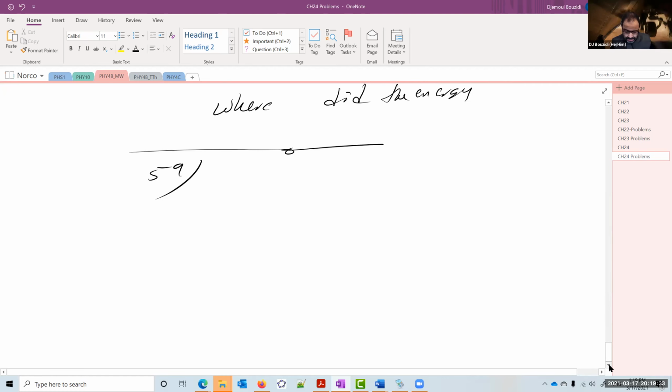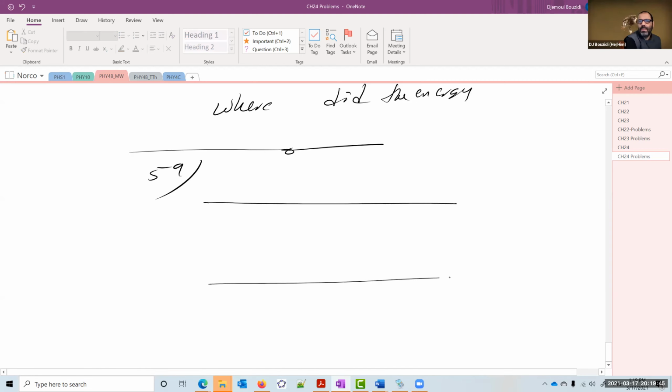So it says each capacitance C1. Now they give you a bunch of capacitances, but all of them are similar to one another. And they give you points A, B, C, and D. So let's draw this circuit quickly in here.